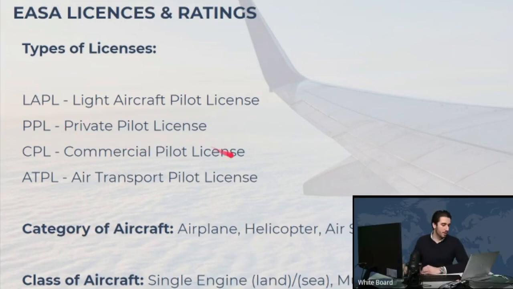This is quite interesting because it's like a pyramid. You cannot get to CPL without the PPL. You cannot get to ATPL without having CPL. That's stated. You cannot get to ATPL straight. The only thing you can avoid doing is the light aircraft pilot license, which is for very light aircraft and is used mainly for recreational pilot operation.